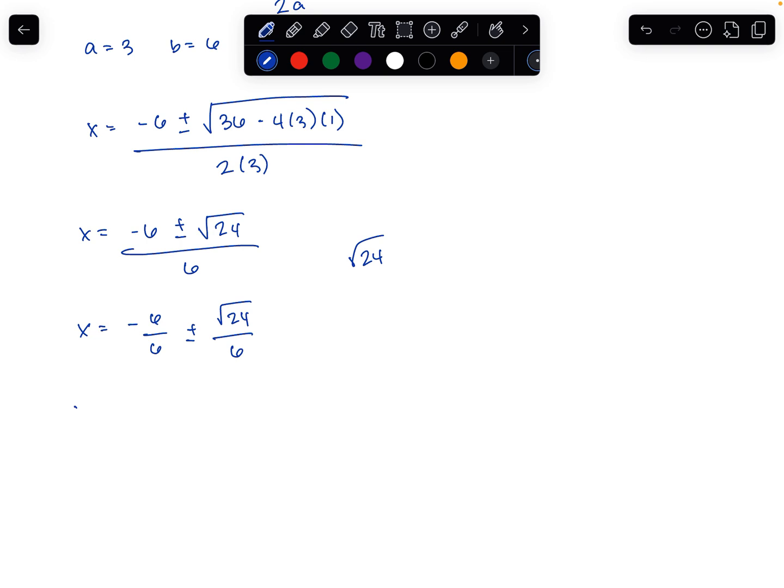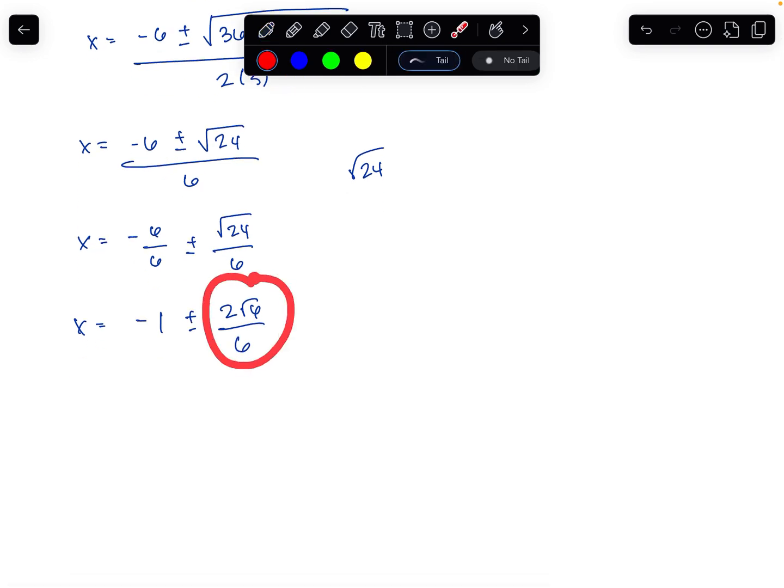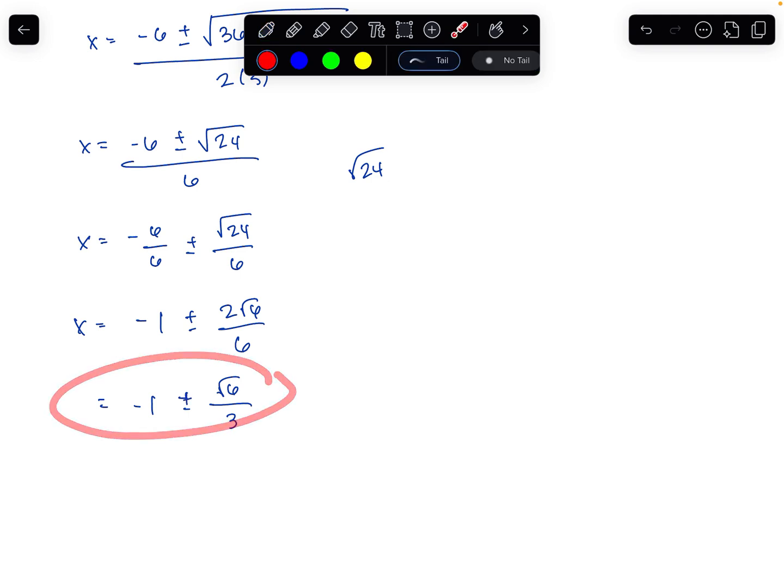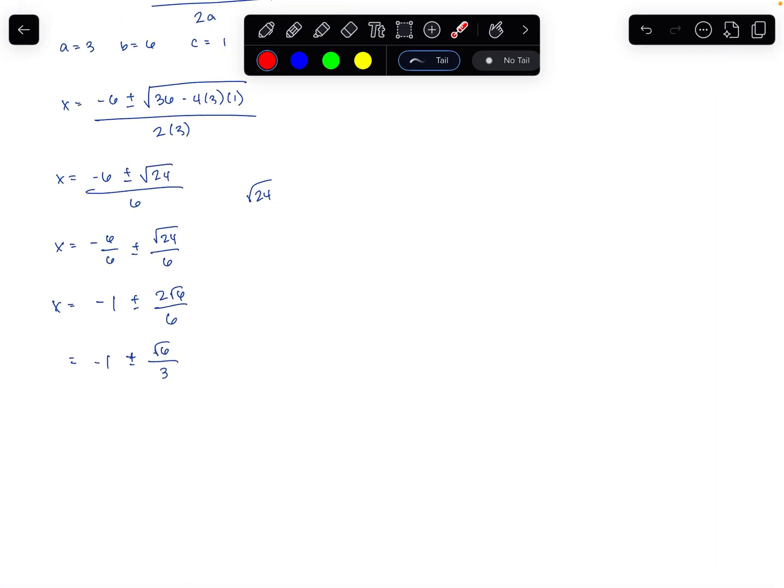Okay, so we're going to say x is equal to negative 1 plus or minus 2 root 6 over 6. And then you can simplify this part right here because 2 over 6 simplifies. So that's going to be negative 1 plus or minus root 6 over 3. Okay, so this is probably what you'll use as both of your solutions in ALEKS.